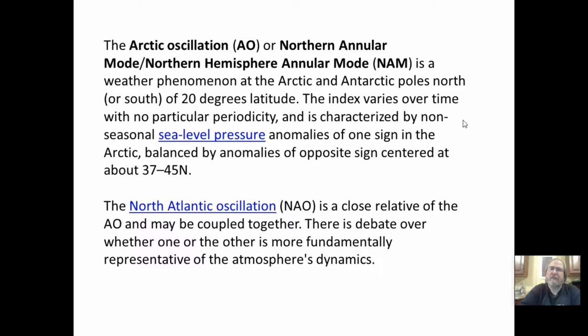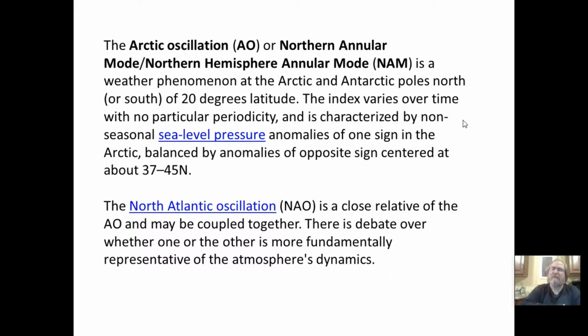The Arctic Oscillation, the AO, sometimes referred to as the Northern Annular Mode or Northern Hemisphere Annular Mode, NAM, usually it's AO, is a weather phenomenon at the Arctic and Antarctic poles north or south of 20 degrees latitude. That's a wide range. Actually, I think it's a typo. It should be like 60 degrees.